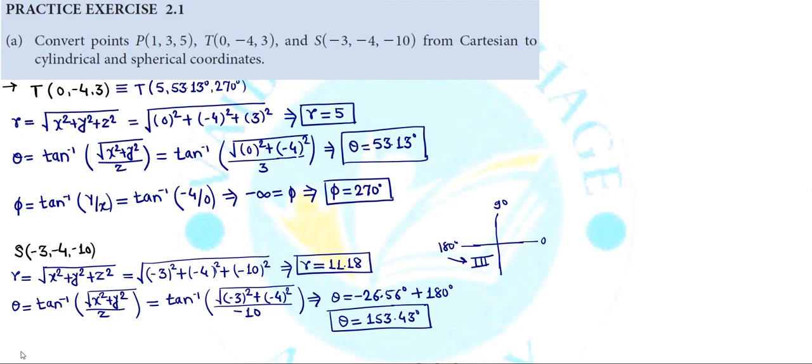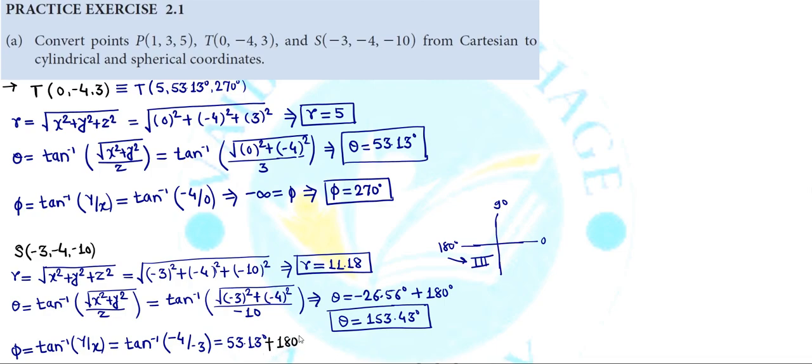And then next we have the phi. So phi is equal to what? Sorry for that one. So phi is equal to tan inverse of y by x. Now put the values of y and x over here. So that is equal to minus 4 divided by minus 3, and you will find that to be 53.30 degrees. But again, we are going to add plus 180 degrees over here.